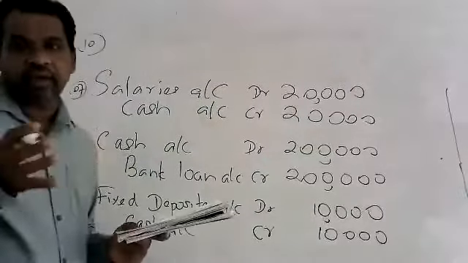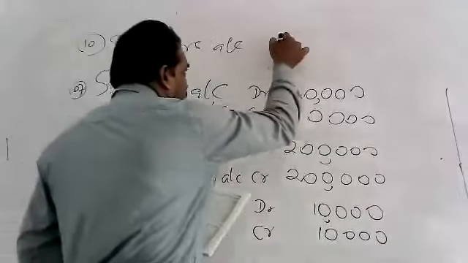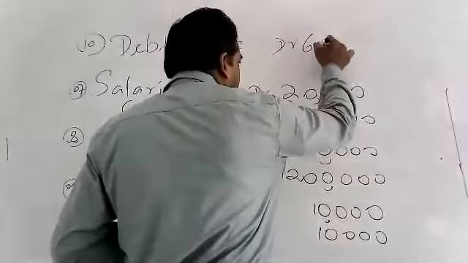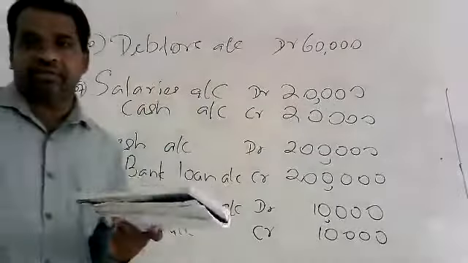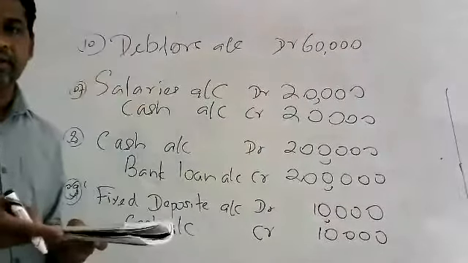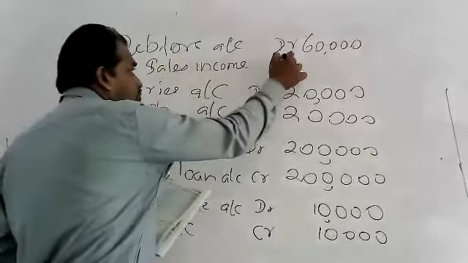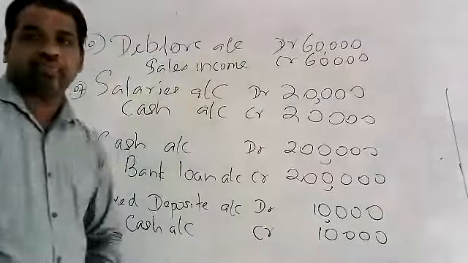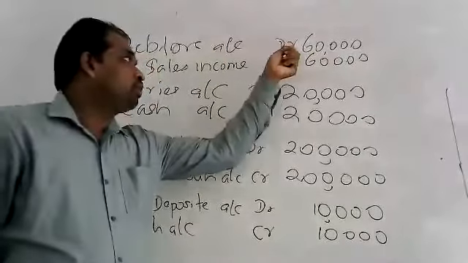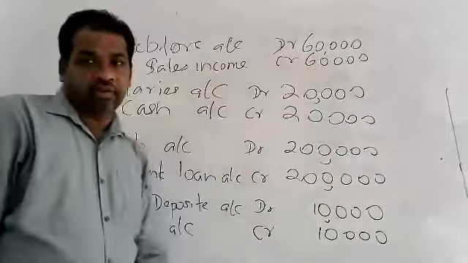Then it comes under asset. Asset increases, debit. So debtors account debit, asset increases because debtors comes under asset, 60,000 rupees. And sales is the main income source of the business. Sales come under income. Income increases, credit. So we can credit sales income account 60,000. Right. As debtors asset increases, we debit debtors account 60,000. As sales income increases, we credit sales income account 60,000 rupees.